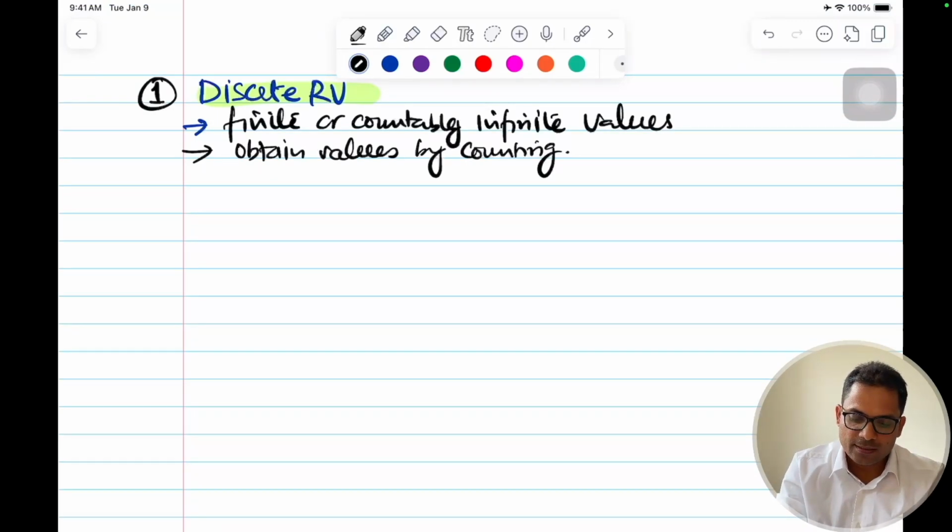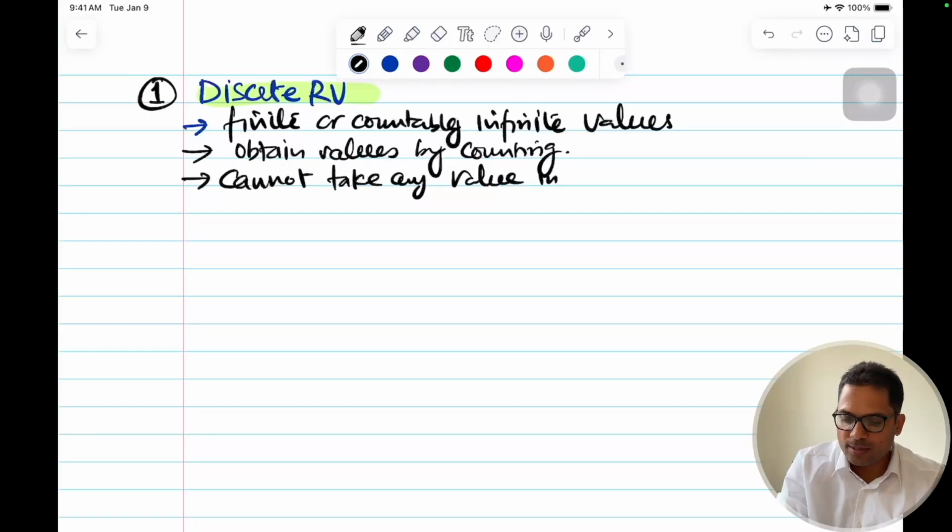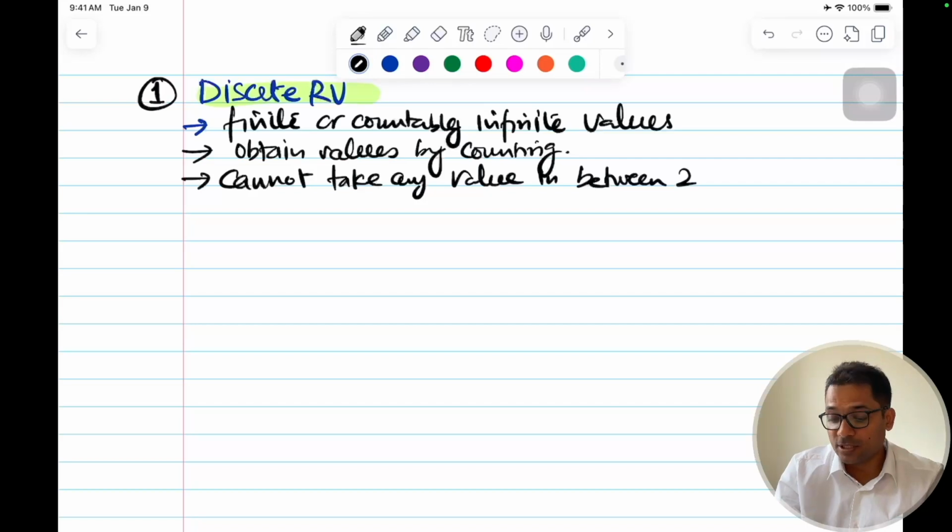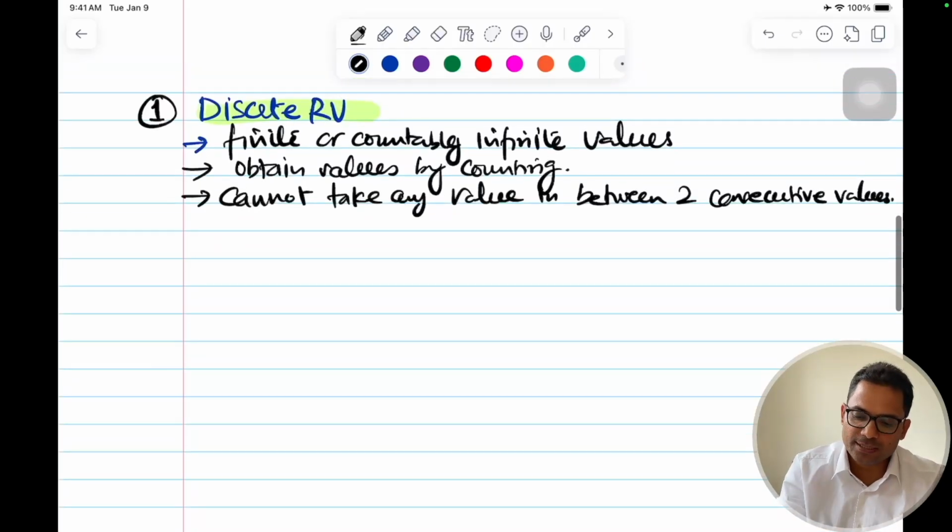And it cannot take a number in between. It cannot take any number, it will only take countable whole numbers. It cannot take any value in between two consecutive values, because it is discrete. That's what your discrete random variable means.